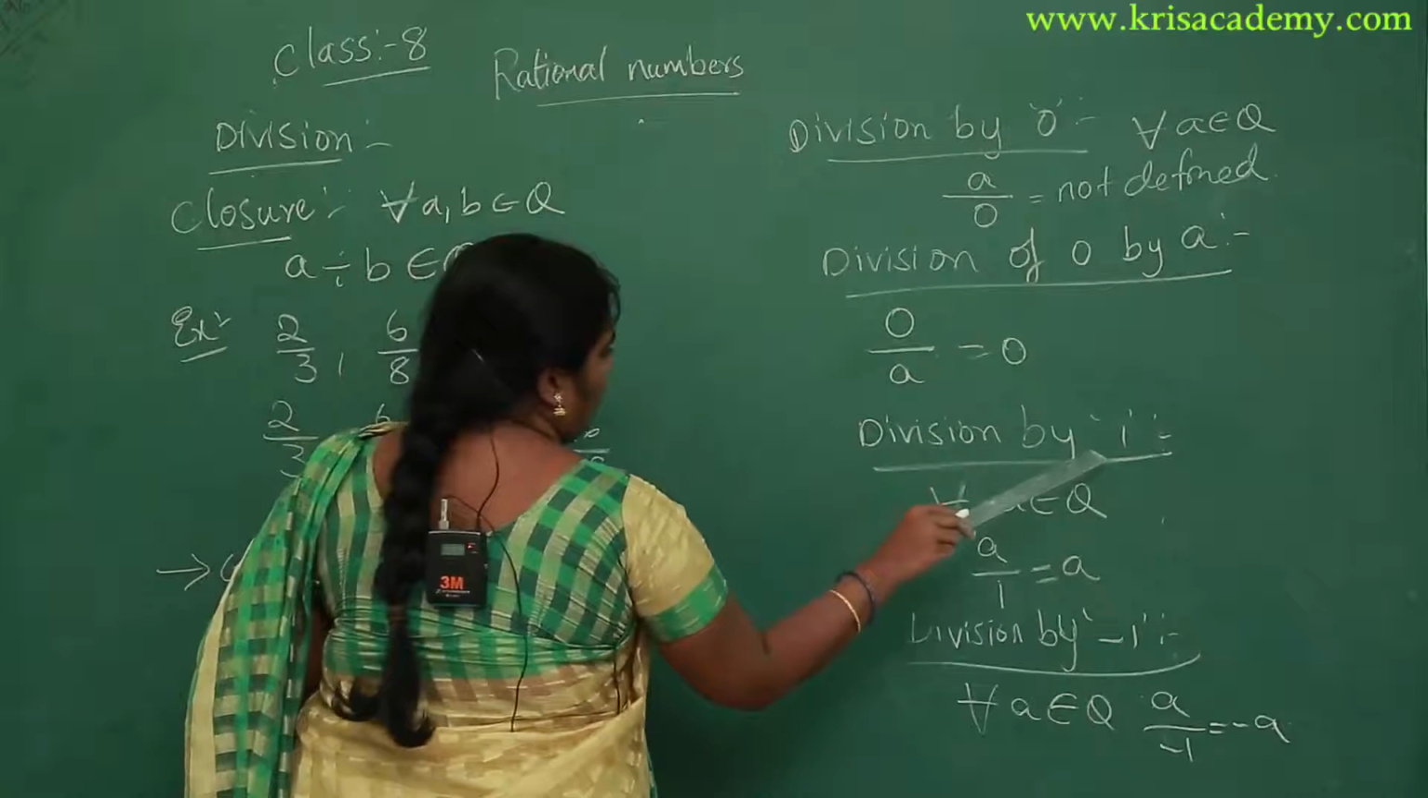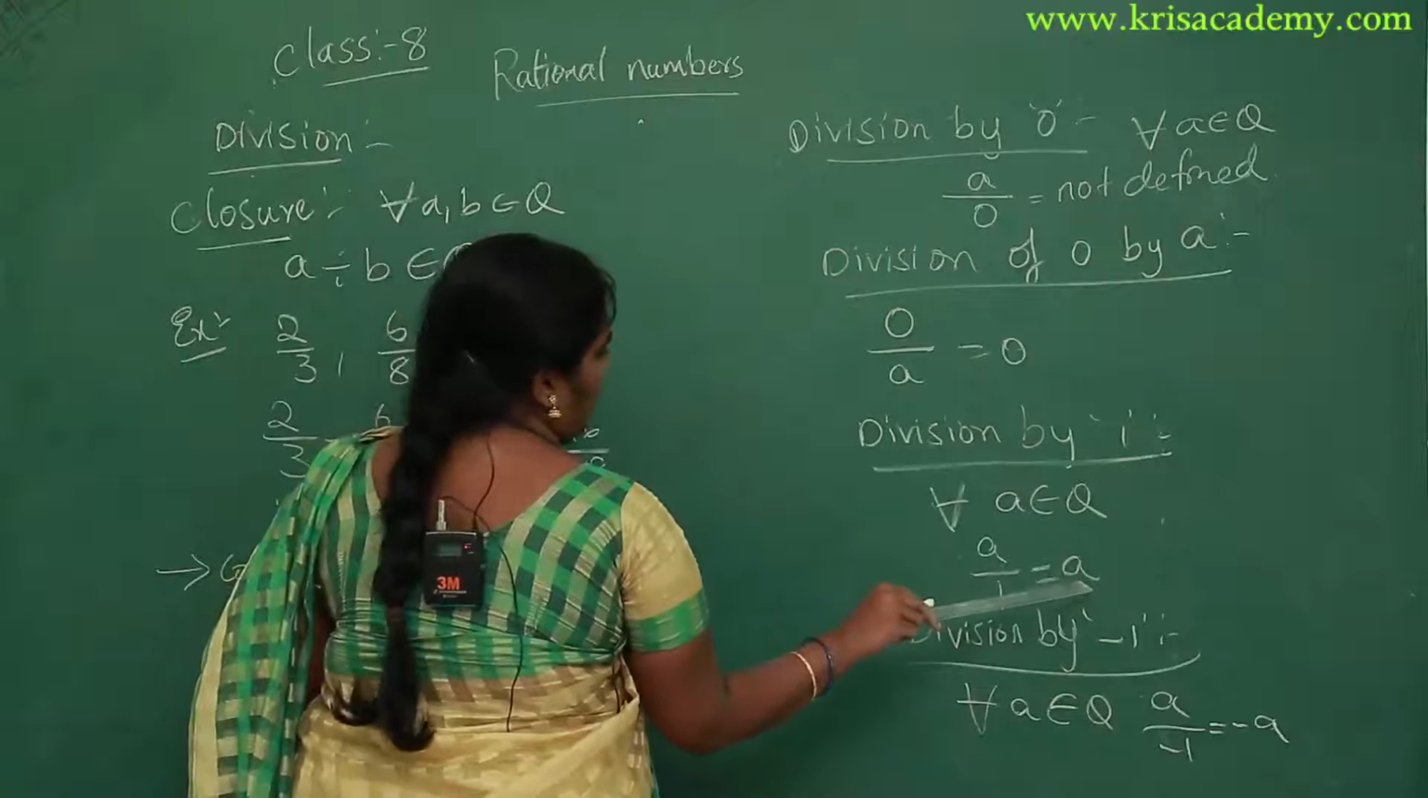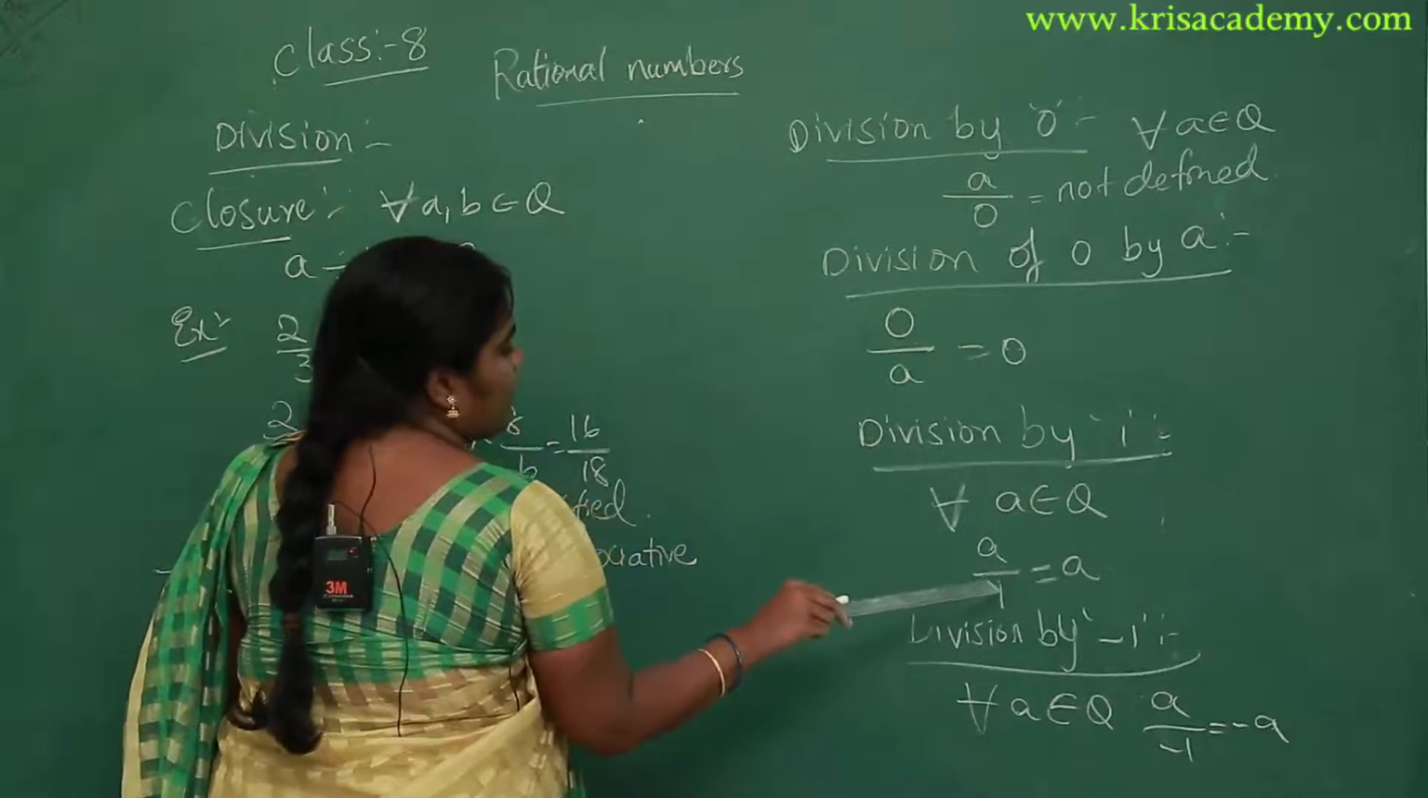Division by 1. Any rational number if you divide by 1 will get the same rational number. How we will get when we multiply? Same way.